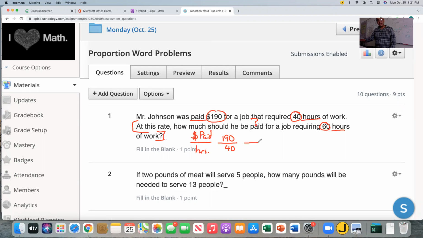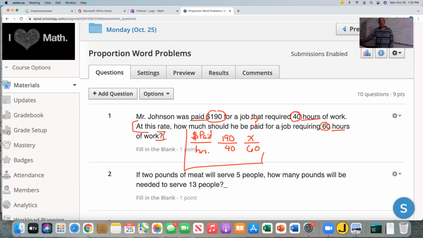Okay. And now, ladies and gentlemen, let's see if there's any other information about either the amount paid or the hours that we can use to make an equivalent fraction right here. At this rate, how much should he be paid? So we don't know how much is going to be paid for a job requiring 60 hours. 60 hours will also go in the denominator. Why? Because that's where I'm deciding to put hours, and I don't know how much is going to get paid, so I'm going to put a variable, a letter there indicating I don't know.